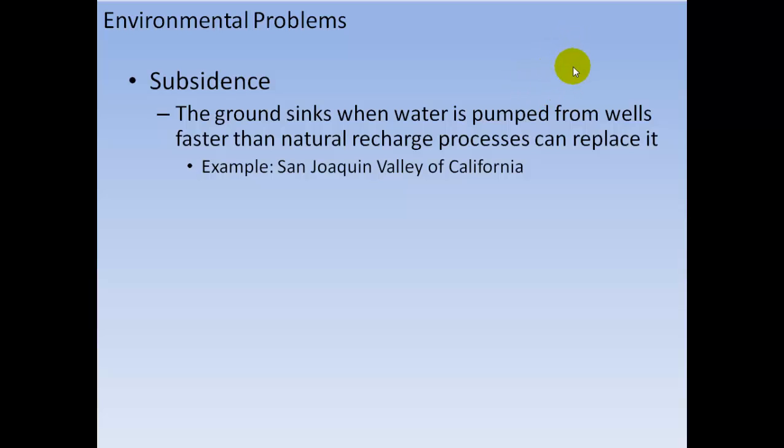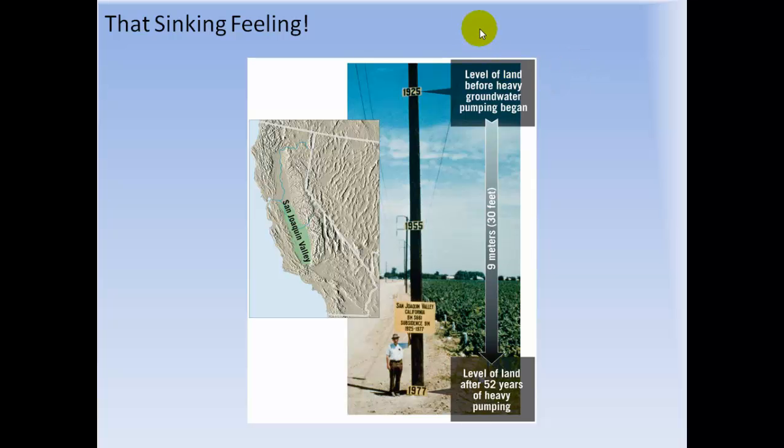So one example is the San Joaquin Valley in California, where back in 1925 the ground surface was all the way up here before it started heavy groundwater pumping. And then once they started pumping for agriculture, subsidence occurred. In 1955 the surface was up here, okay, and now in 1977 it's all the way down here. So 30 feet of difference after 52 years of heavy pumping.